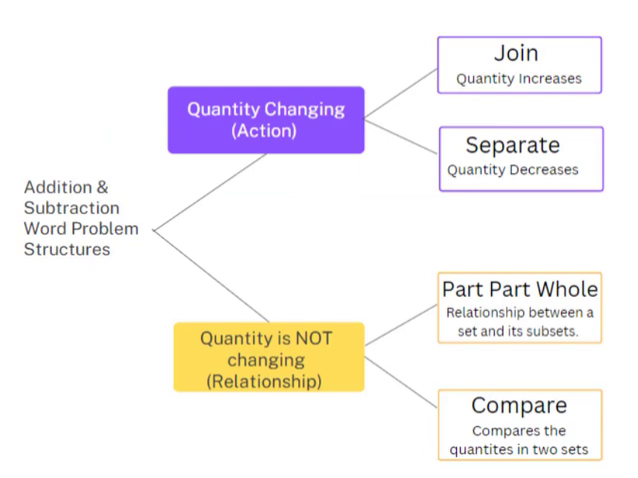Last week, we started thinking about word problems using this flowchart. When we examine a problem, we decided, is the quantity changing? Is there action? Or is the quantity in the problem not changing? Is there a relationship? If the quantity was changing, we know that it's a join problem if the quantity increases, or a separate problem if the quantity decreases.